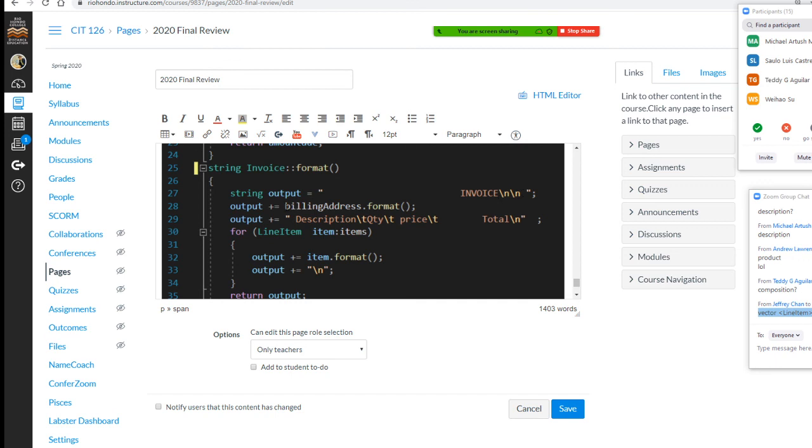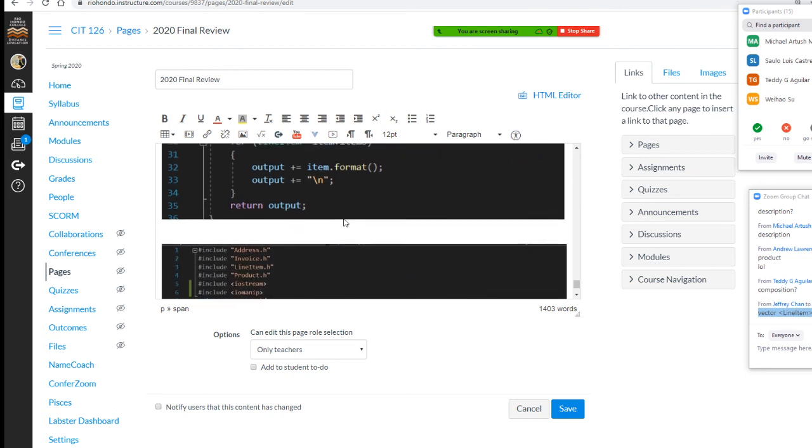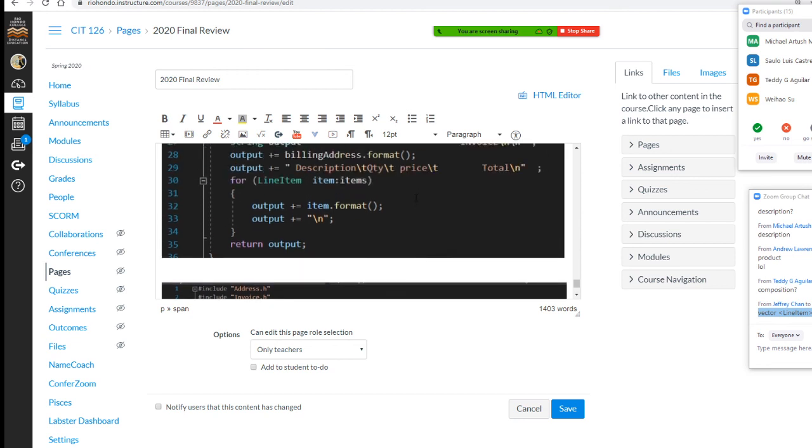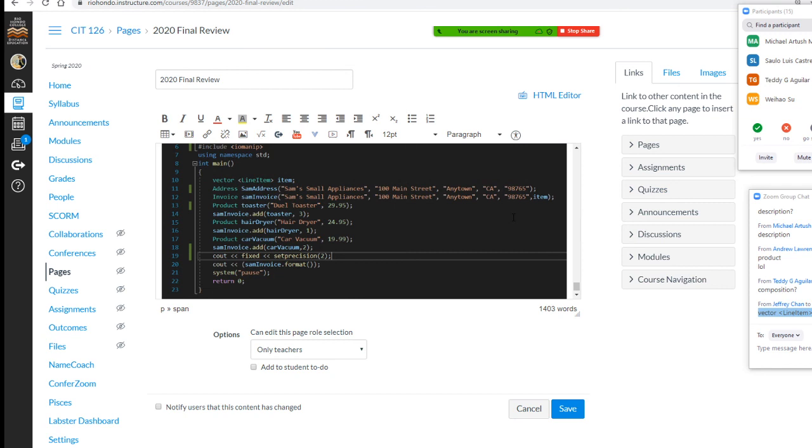Address is done by address. And you print out description, quantity, price, and total. Line item format is done by line item. But there are several lines, so you have to do a for loop. When you finish, that's it. All right. So that's the thing you need to do.